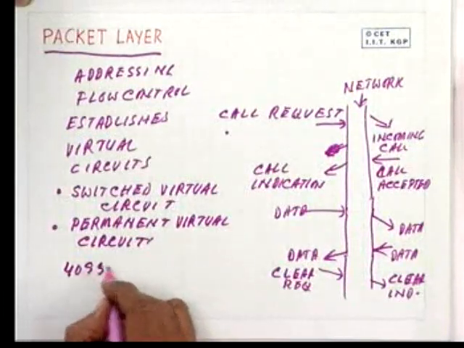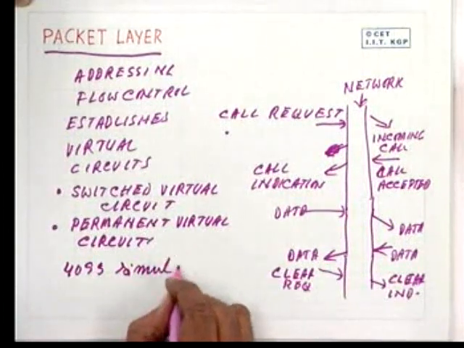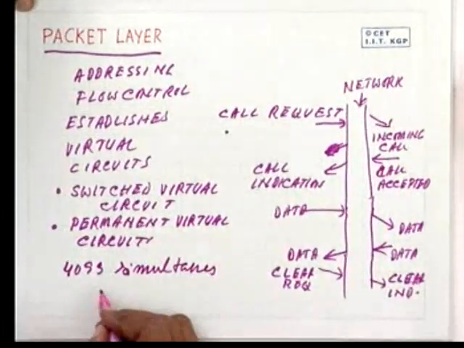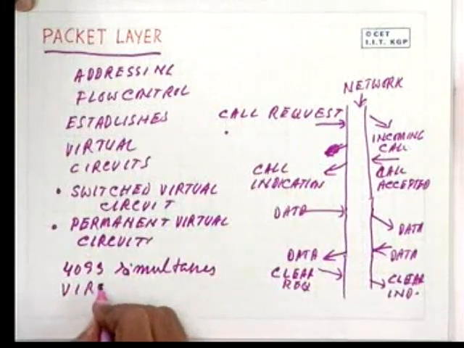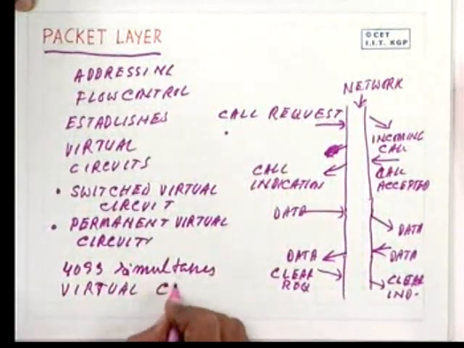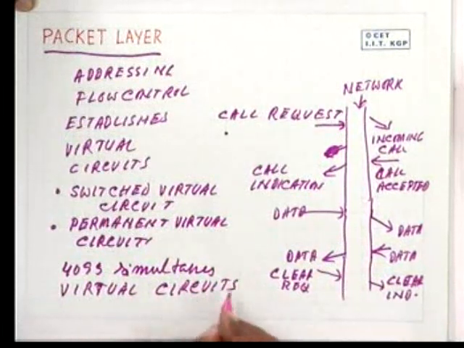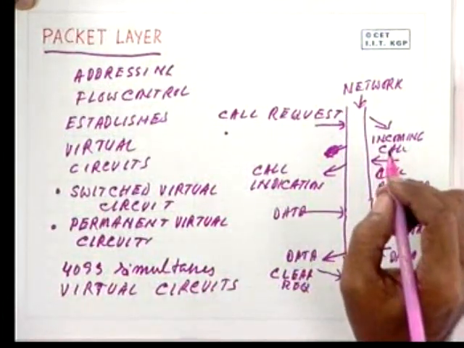Now you can do multiplexing. You can have at most 4095 simultaneous virtual circuits through the same link simultaneously. So this is an advantage of virtual circuit network, packet switch network, where you can have multiplexing. A number of virtual circuits can be simultaneously established.